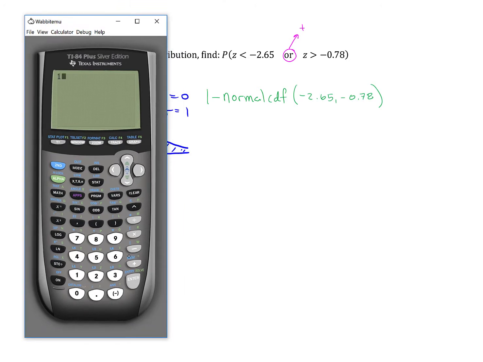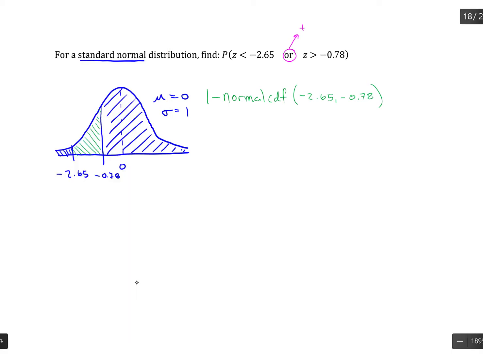So let's see, 1 minus, second vars, which brings me to my distributions menu. Normal CDF is the second one down. Negative 2.65 is my first input, and negative 0.78 is the second. So 0.7863. That is the region in blue.